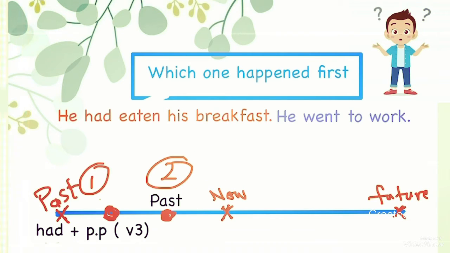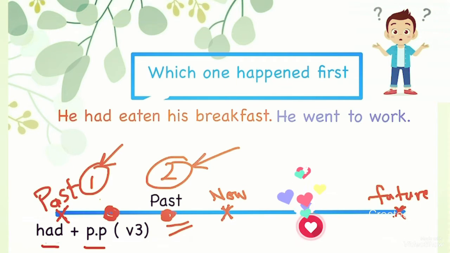So the first verb that happened first will be put in the past perfect, with had plus PP or V3. And the second one will be in the past. Let's see here. He had eaten his breakfast. He went to work. Which one happened first? He had eaten his breakfast or he went to work? Of course, he had eaten his breakfast. This is number one. And then he went to work.